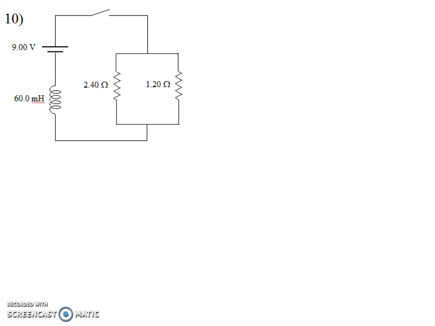Okay, this is a very, very straightforward problem here. For letter A, the time constant, we know it's going to just be L over R, but since there are two resistors there, it's going to be R equivalent. We, of course, recognize they're in parallel, so you find R equivalent, you put the numbers in and get 0.075 seconds, nothing fancy here.